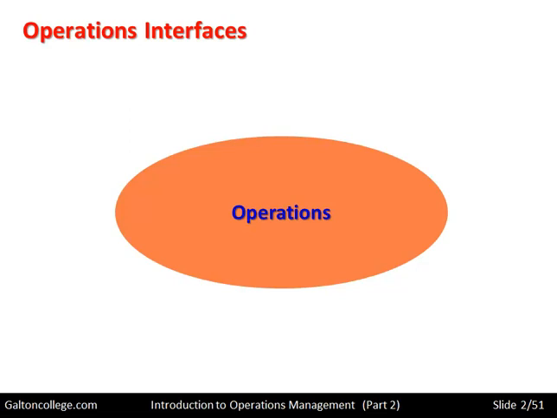And this is to do with the core activities of the business. In other words, the transformation of inputs into outputs. That's essentially the function of operations management. It's more precisely the efficient transformation of inputs into outputs.